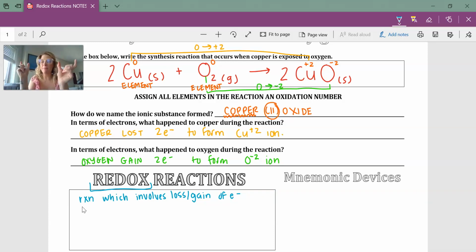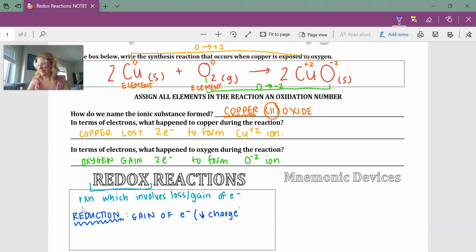Redox, again, is a combination of reduction and oxidation. So let's go ahead and define each of those. So reduction, the reduction portion of the reaction is going to be a gain of electrons. The way I like to think about this is reduction means that our charge is being reduced. It's becoming lower than it even was. And that can get a little bit confusing. But if you think about reduction as becoming more negative, right? Then that's easy to remember.